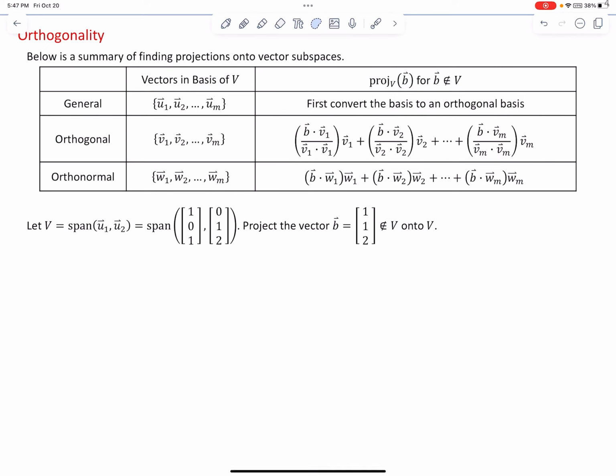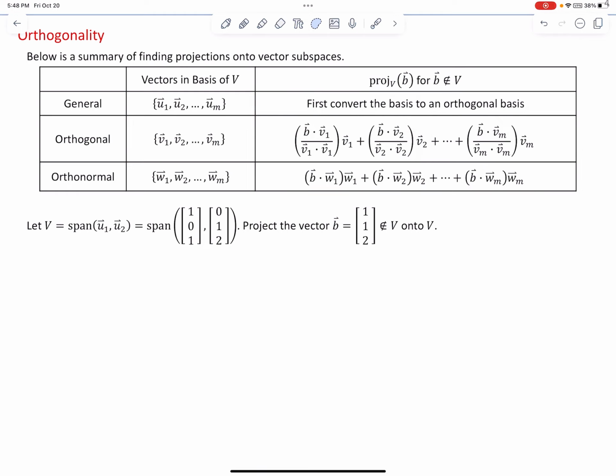But because we have an orthonormal basis, all the magnitudes are 1. When you dot product a vector with itself, you get the square of its magnitude. So if you take a unit vector and dot it with itself, you will get 1. So all these denominators will become 1 if the vectors are also orthonormal. So your formula just boils down to this, without any denominators needed.